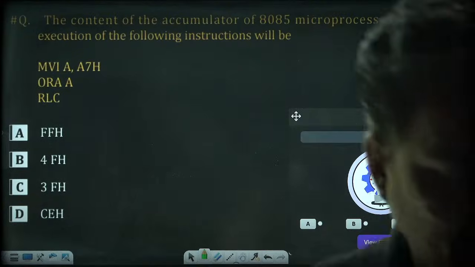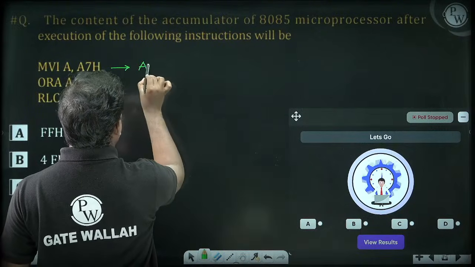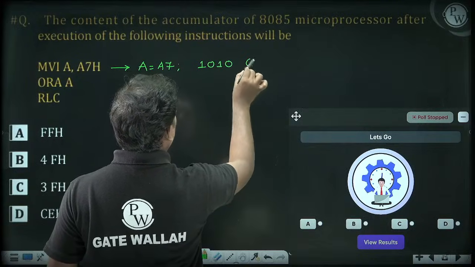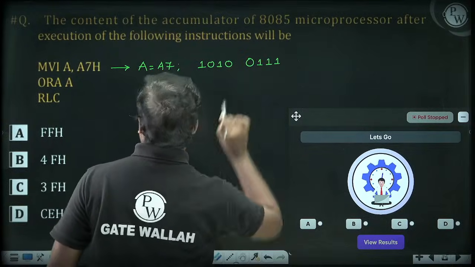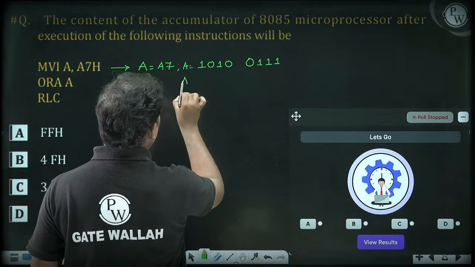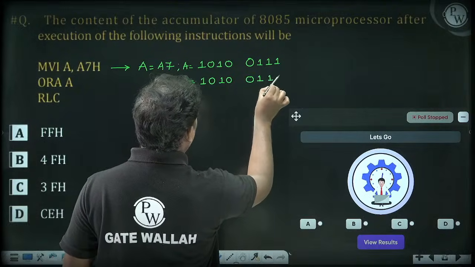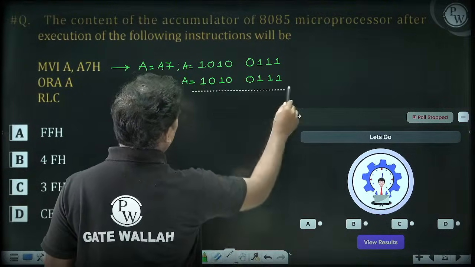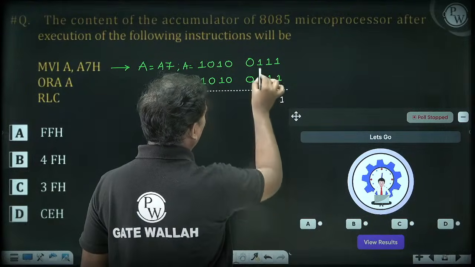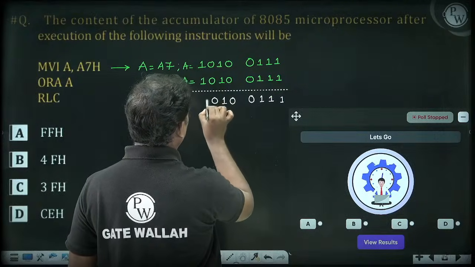Okay, let us see here. Move immediate A comma A7. So A is equal to A7, that means 1 0 1 0 0 1 1 1. Next, ORA with A. So again you are taking A, that is 1 0 1 0 0 1 1 1. When you perform the OR operation, I am going to get 1, this also 1, this also 1, this will be 0. Same, na? 1 0 1.